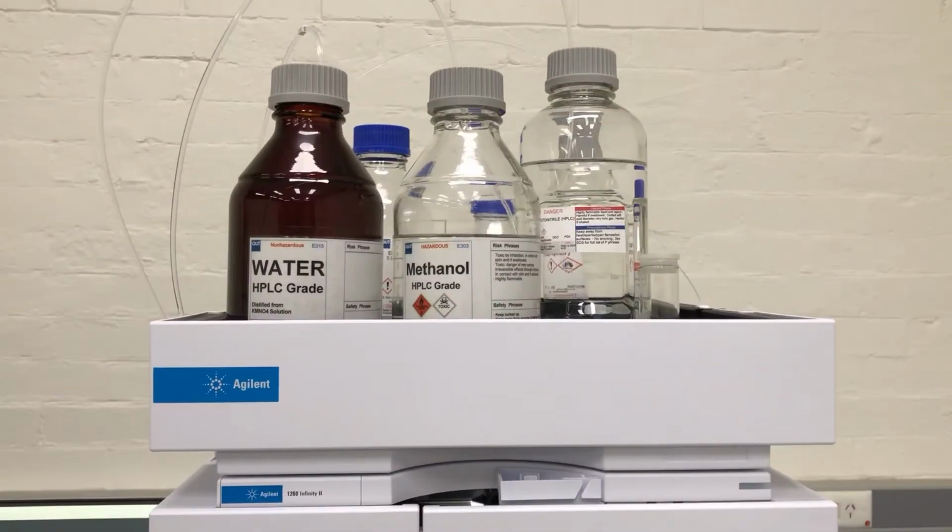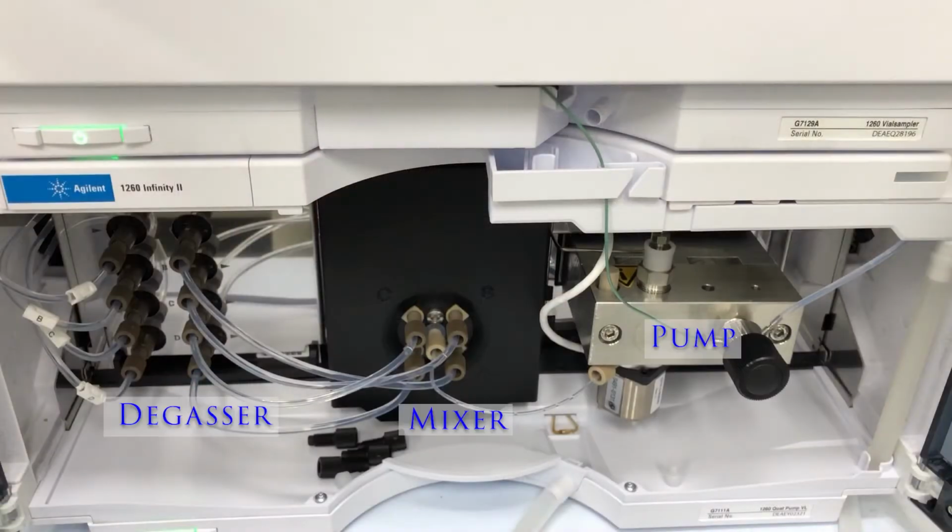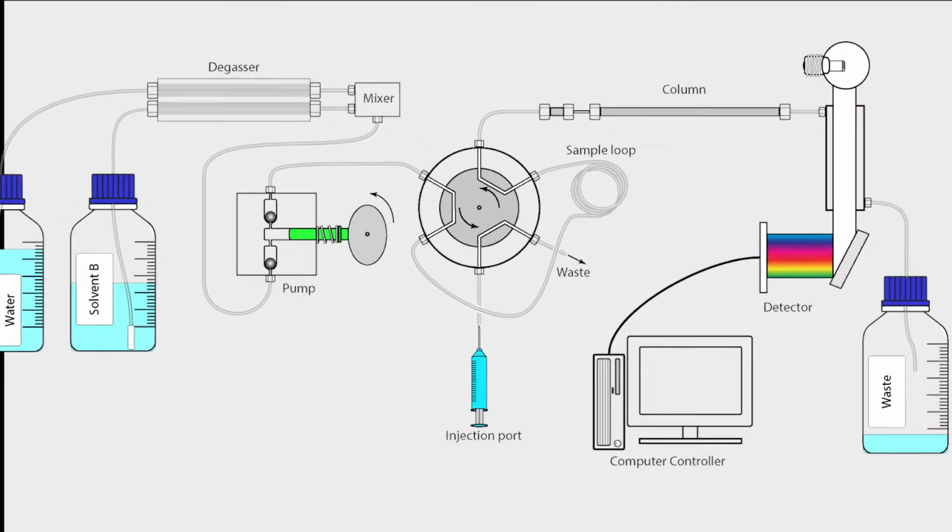The solvent system is easily identified in the instrumentation. The degasser, mixer and pump are a little bit harder to identify, but this system is capable of degassing and mixing up to 4 solvents in any ratio. Once mixed, the solvents are pumped at high pressure throughout the system towards the column.